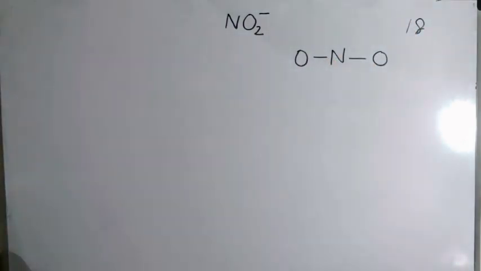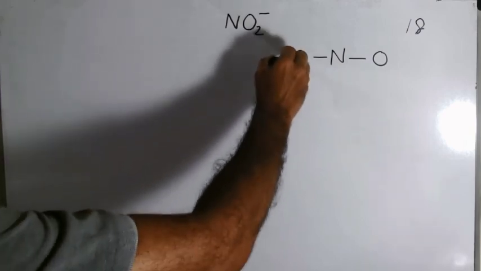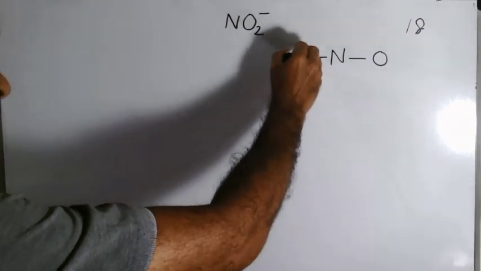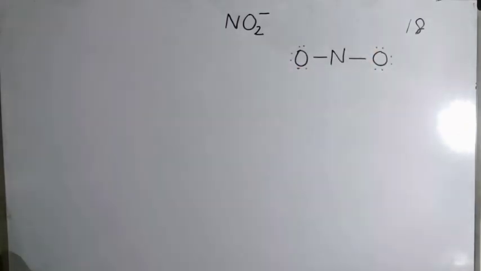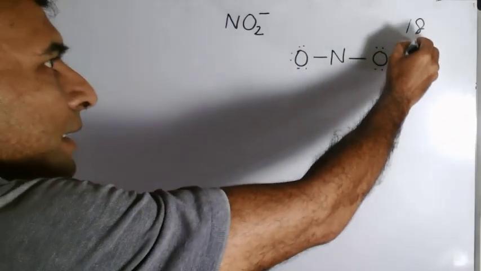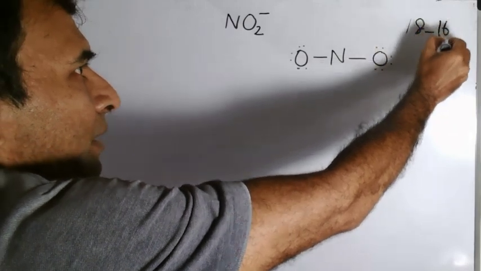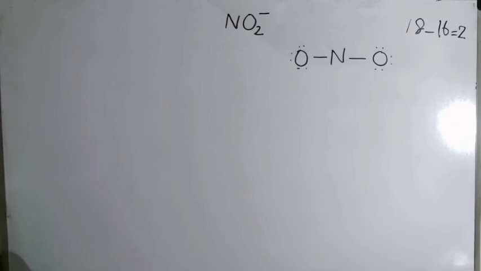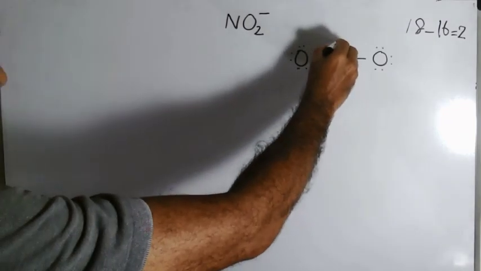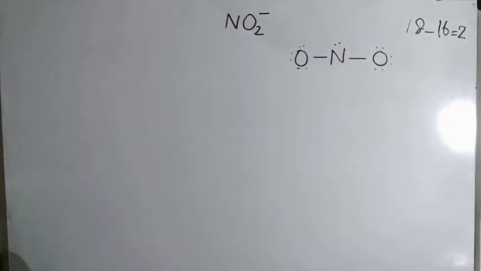So we will complete the octet of these oxygen atoms. So we used 16 here. So 18 minus 16 means 2 electrons. Those 2 electrons would go to the central nitrogen atom, so they are available as a lone pair.